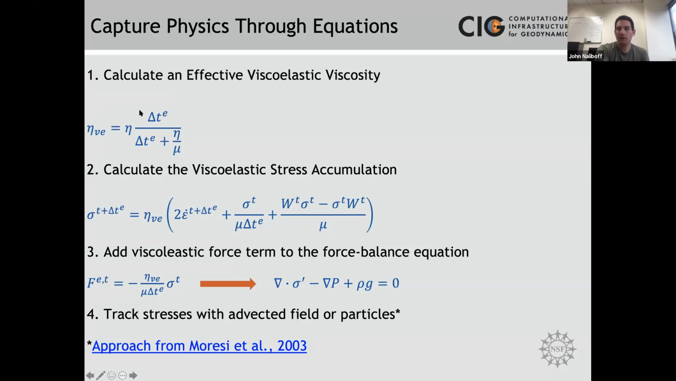So the way viscoelasticity works is that you modify an initial viscosity, calculate stresses associated with viscoelasticity, and then add those onto the force balance equation. Here, this term is the viscoelastic viscosity, and this is equal to a background viscosity, times an elastic time step component divided by this elastic time step component plus the background viscosity divided by the shear modulus. The shear modulus is an elastic constant. And of course, this is also assuming incompressible elasticity.